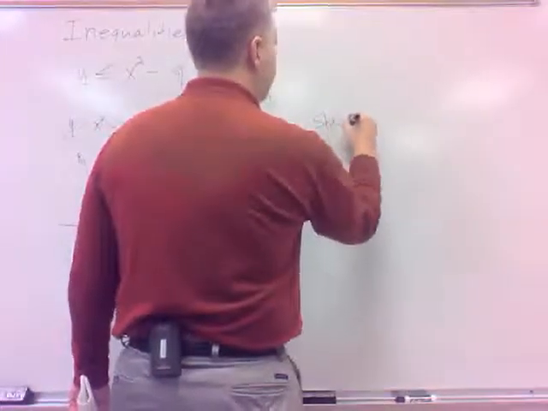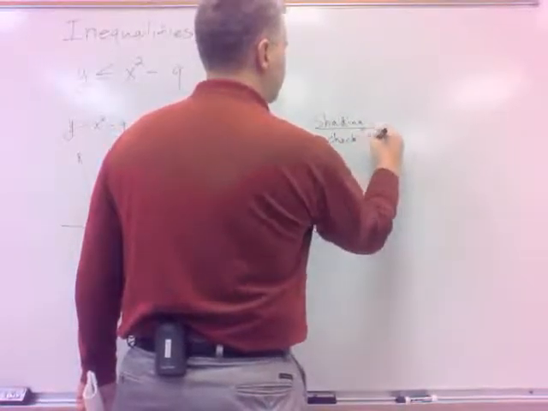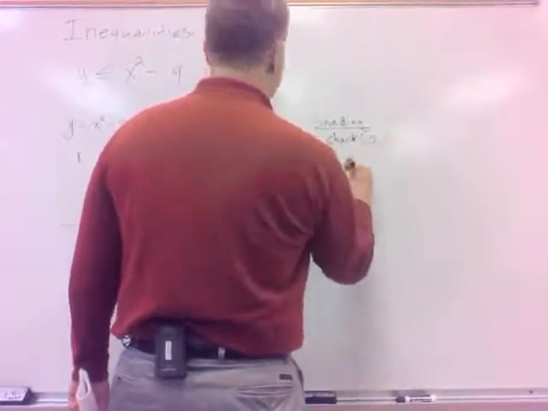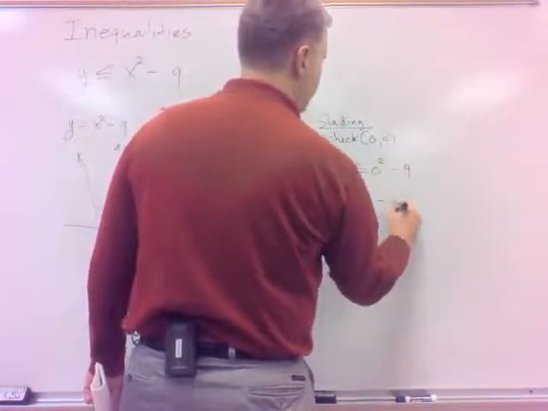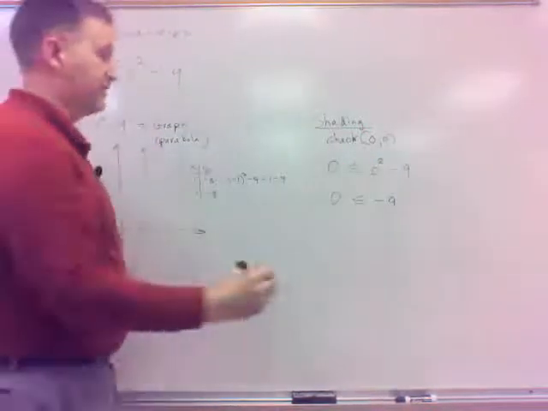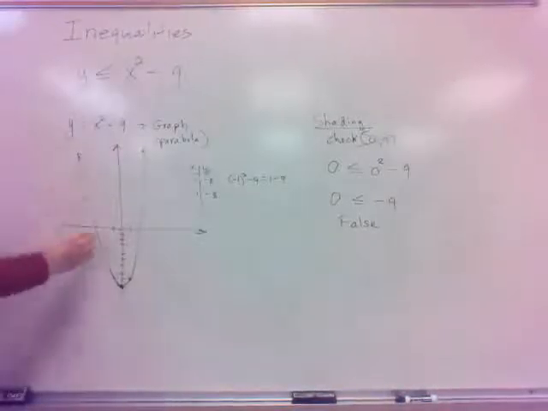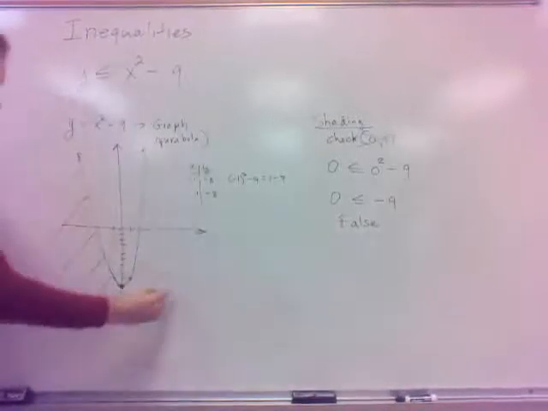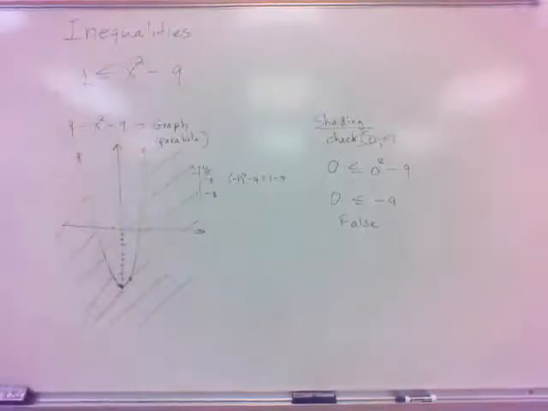So for the shading here, let's check 0, 0. 0 is less than or equal to 0 squared minus 9. 0 is less than or equal to negative 9. That's false. So 0, 0 doesn't work. So I wouldn't shade inside because I would be shading 0, 0. So where would I shade? Shade on the outside. Okay? So it's the parabola and then everything shaded outside of it.